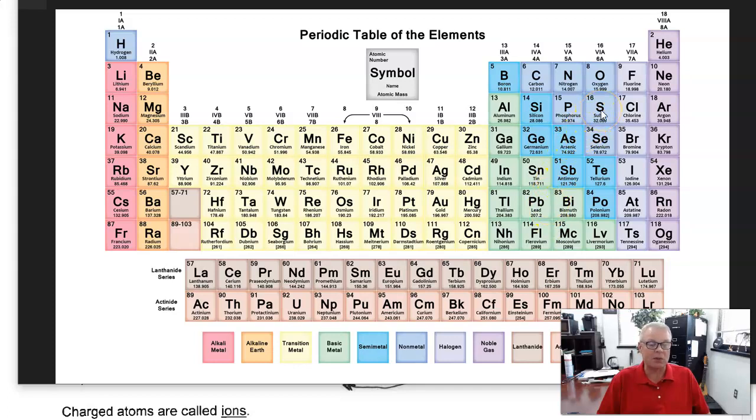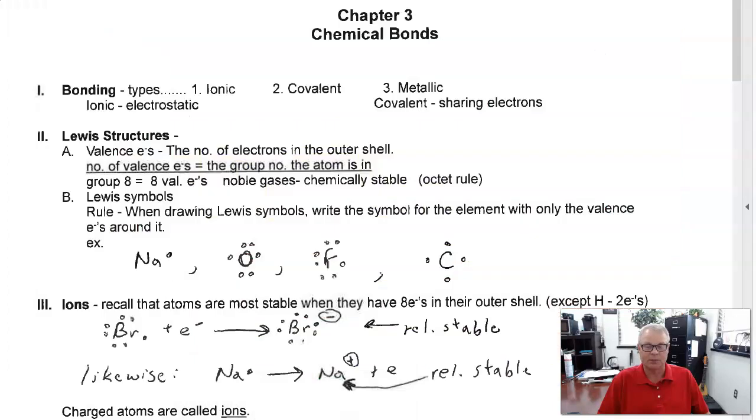Sulfur has how many valence electrons? Well, it's got 6, because it's in group 16 or group 6. It's got 16 electrons, but they're not all available to be shared. So that's how you tell the valence electrons. Just look at the group number the element happens to be in. It really is just that simple.